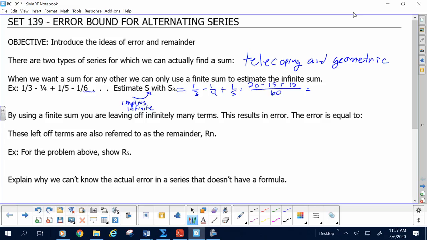Now, there's our estimate. Certainly, I did not add all of the terms in that series. I used a finite sum to estimate an infinite sum, so I am leaving off infinitely many terms. By leaving off infinitely many terms, obviously I'm going to get error. The error is the difference between the true infinite sum S and the partial sum S3. Are you clear?